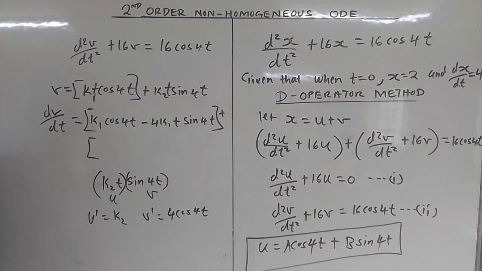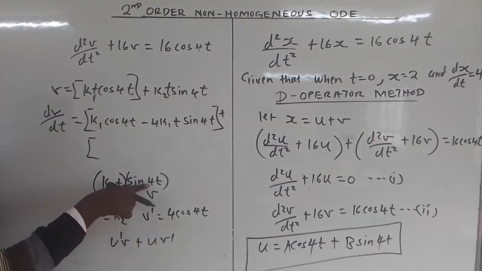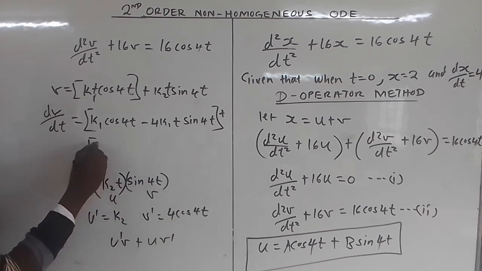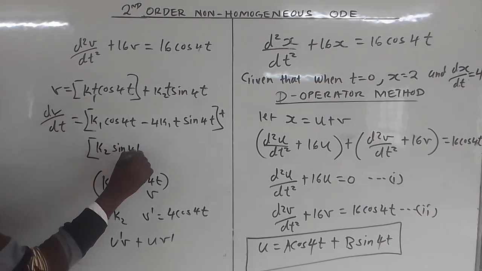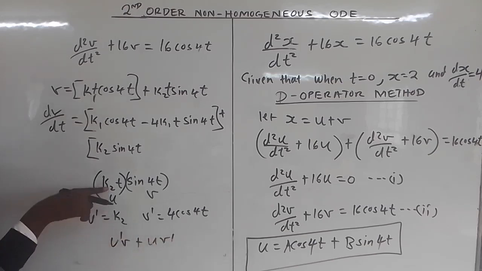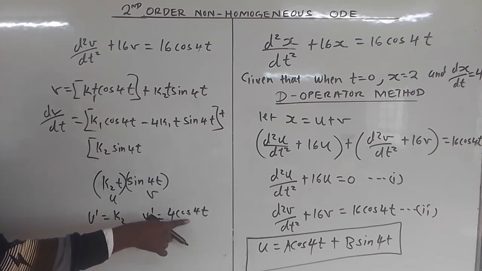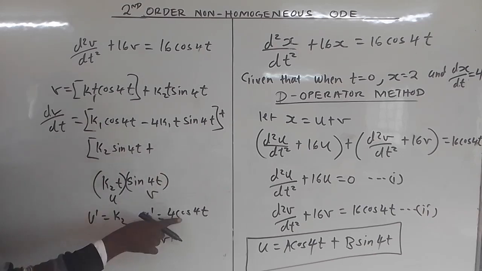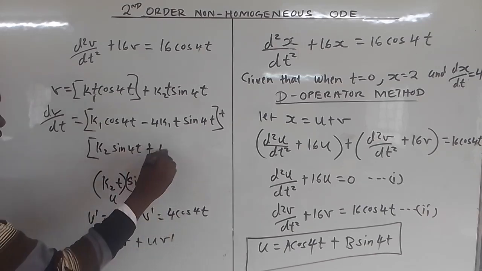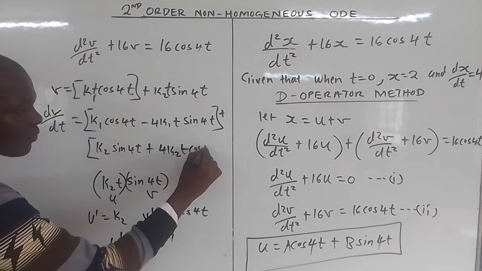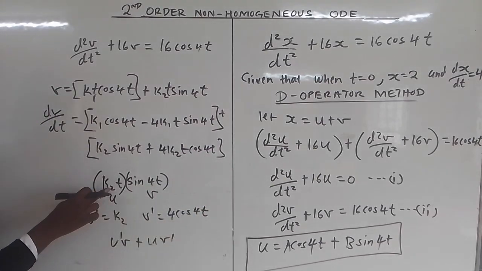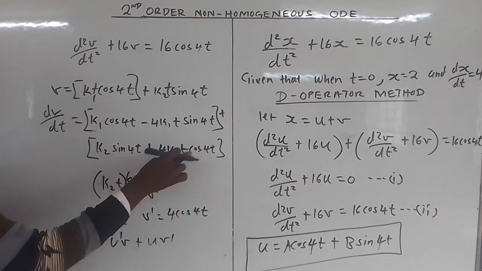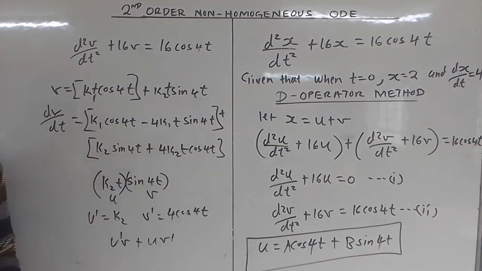Then what are we supposed to have? uv plus uv, if this is u prime, the other one is v prime, isn't it? So u prime times v, u prime is k2 times sine 4t, so you get k2 sine 4t, then it is plus u v prime, u is k2t, v prime is 4 cos 4t, isn't it? So it is plus this times this, that is k2t times 4 cos 4t, you get 4k2t cos 4t, isn't it? You're done.